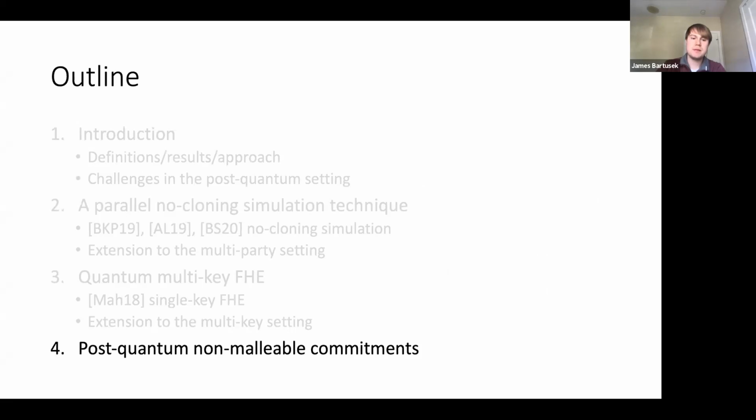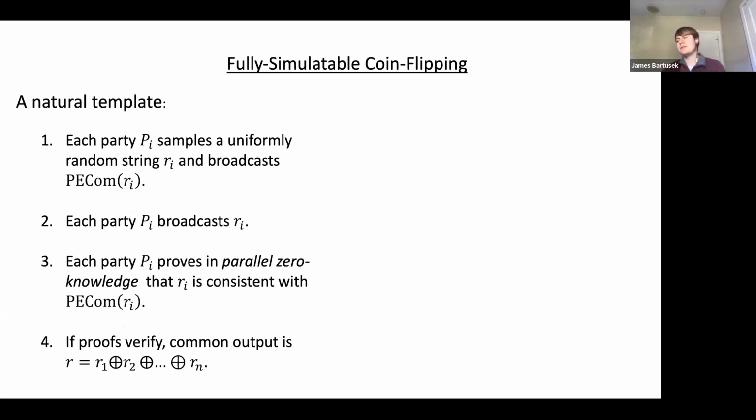So finally, I will discuss non-malleable commitments. Let's go back at this point to our template for coin flipping, and let's instantiate it with the primitives that we've constructed. Now each party is going to sample its random string and use a parallel extractable commitment to commit to it, and then broadcast it, and then everyone is going to prove in parallel zero knowledge that they were consistent in their commitment.